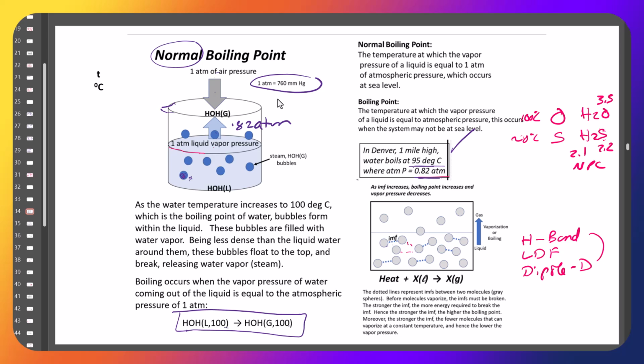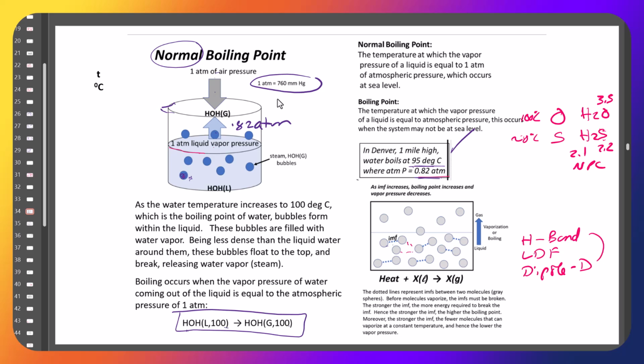Now, the hydrogen bond is not a formal chemical bond. It's a dipole-dipole force, of course. But because water molecules have this strong hydrogen bond between them, the strong dipole-dipole force, the boiling point of water is quite high at 100 degrees.